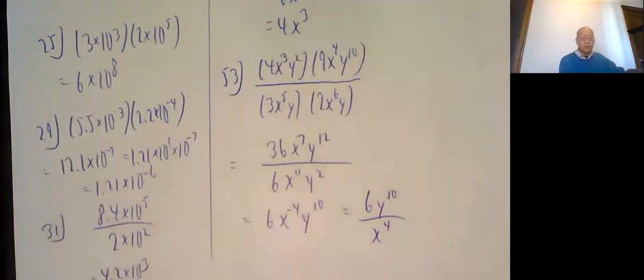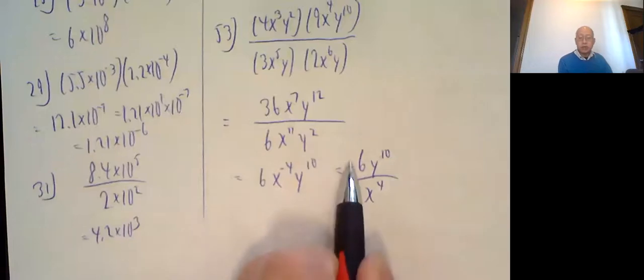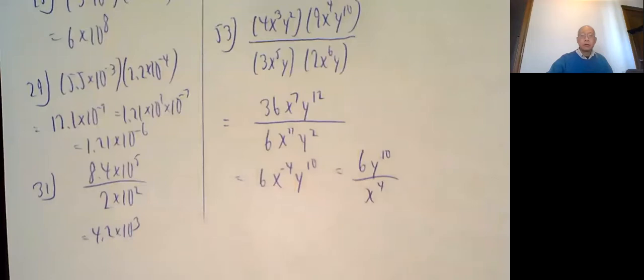And x to the negative 4 means put it into the denominator. This can stay up. This can stay up. So 6y to the 10th over x to the 4th. Okay, so that was section 5.3.